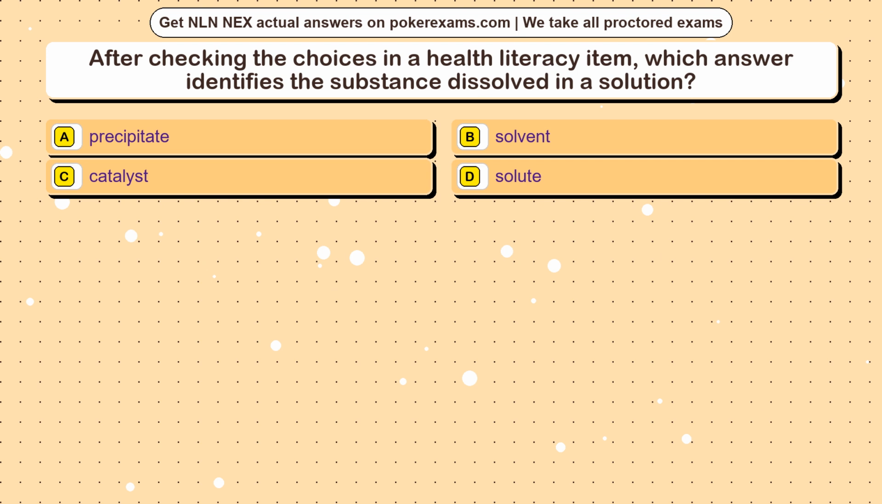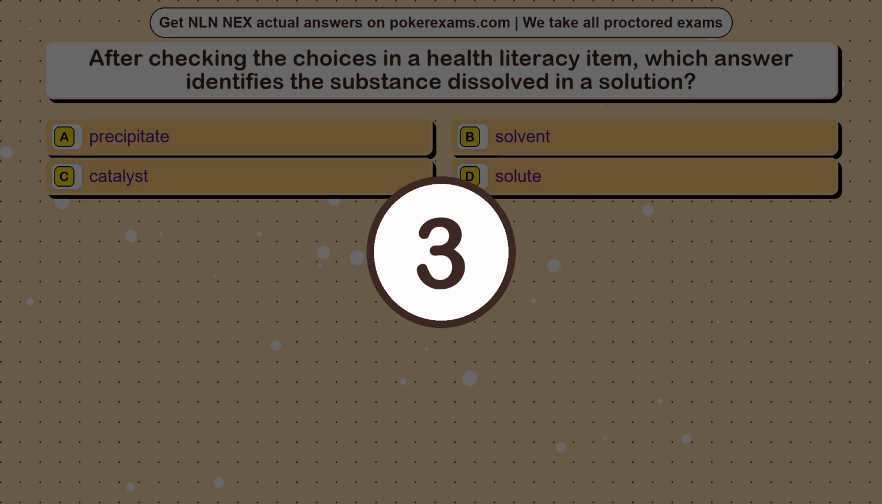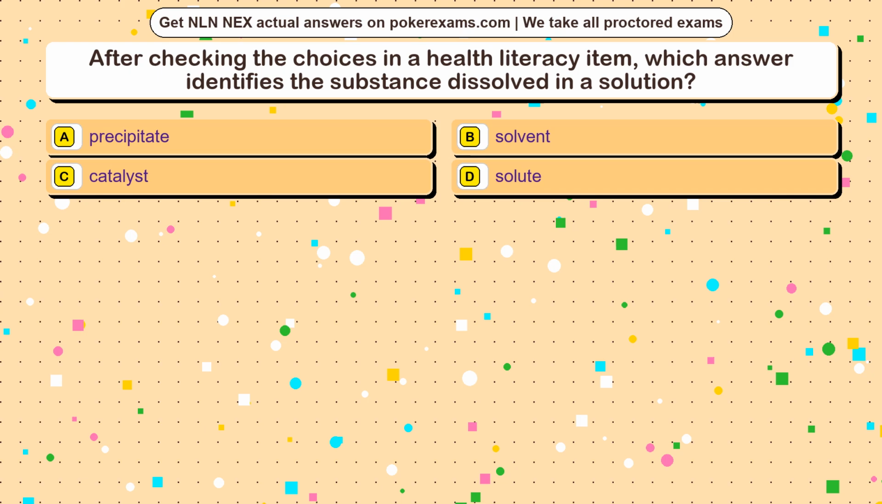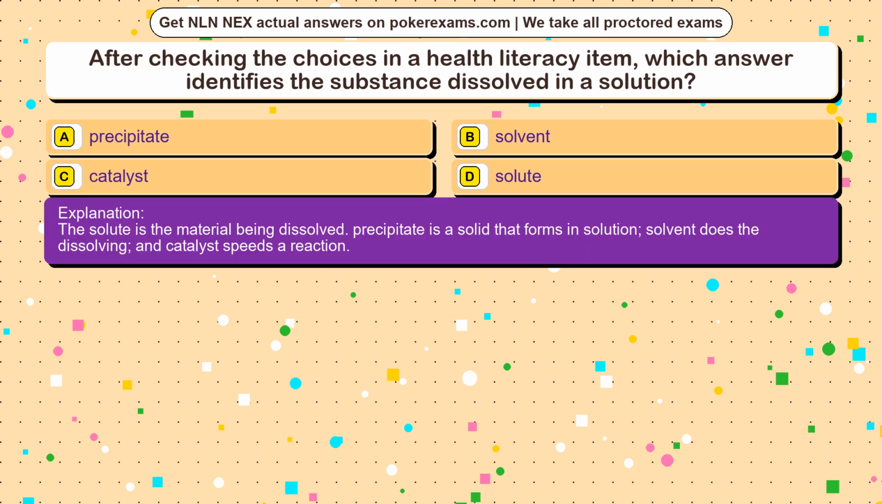And forget means fail to remember, not examine. Question 3. After checking the choices in a health literacy item, which answer identifies the substance dissolved in a solution? Option A, precipitate. Option B, solvent. Option C, catalyst. Option D, solute. The correct answer is option. The solute is the material being dissolved. Precipitate is a solid that forms in solution, solvent does the dissolving, and catalyst speeds a reaction.